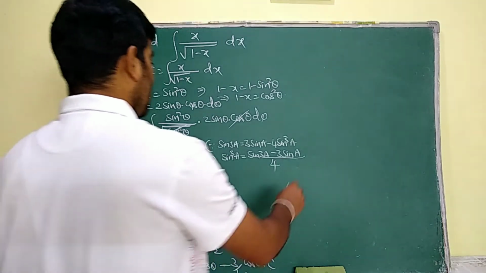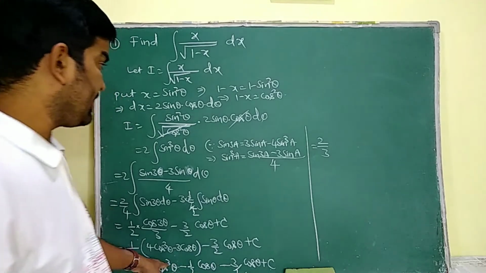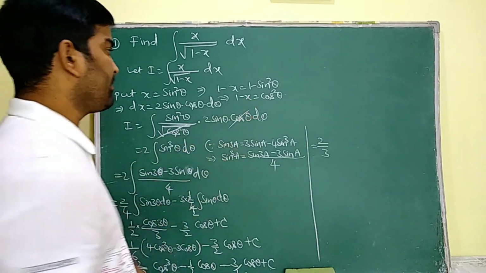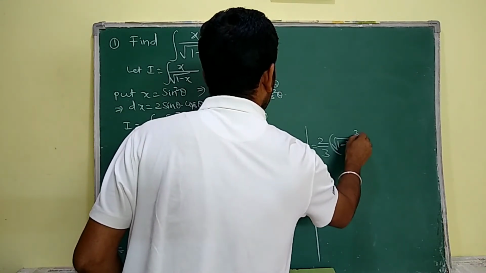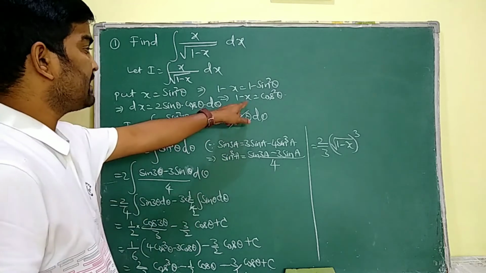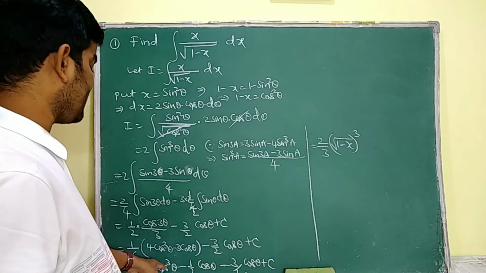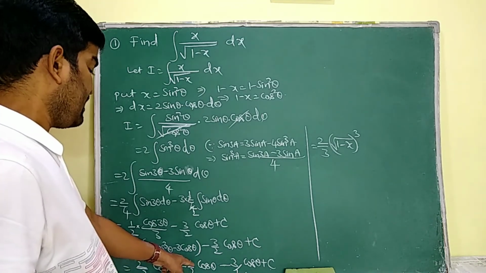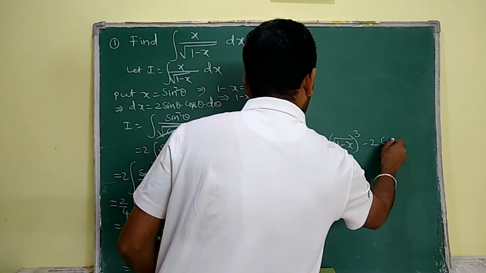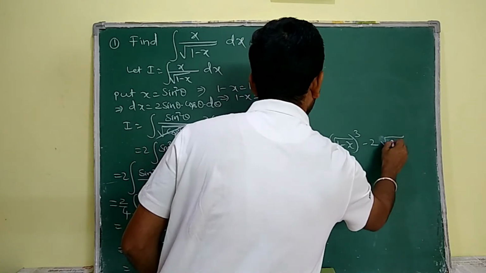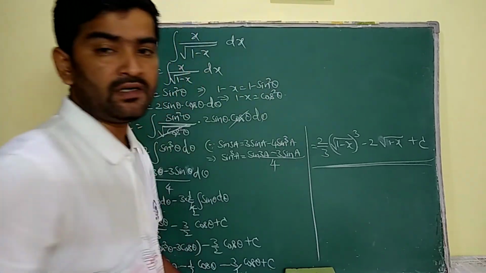Now I am going to write its value. 2/3 cos cube theta: cos theta means root 1 minus x, so cos cube theta means (root 1 minus x) whole cube. Why? Because 1 minus x is equal to cos square theta, then cos theta is equal to root 1 minus x. So (root 1 minus x) whole cube. Minus of minus 3/2 means totally it is 2 cos theta, that is 2 root over 1 minus x, plus c. This is our required answer.